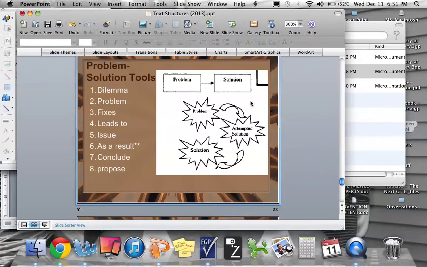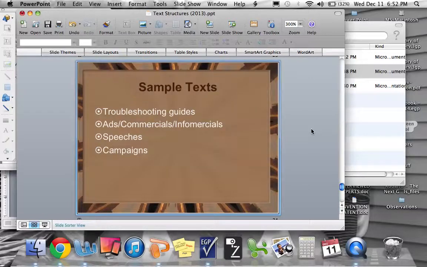Once again, we can use our T-chart where we're putting our problems and our solution. We can also use some type of web where we're brainstorming our problem and then talking about different solutions. And you can see there are a couple different transitions you can use. As a result is starred because even though this is a transition for problem solution, it also could be a transition word for cause and effect. So make sure that you know that you have to use all of your clues. Sample text could be speeches, ads, commercials, infomercials, troubleshooting guides, and campaigns.